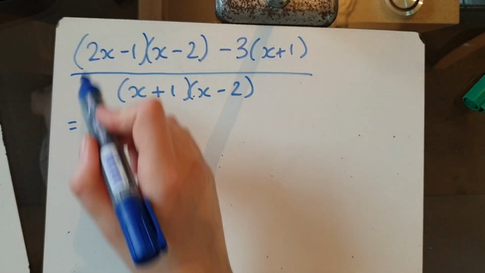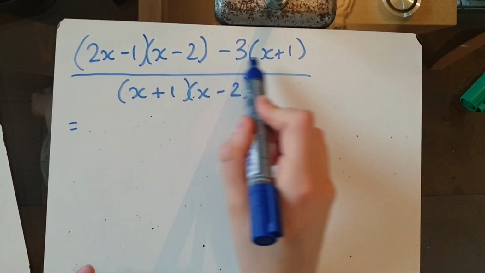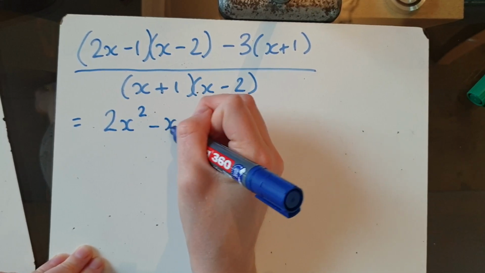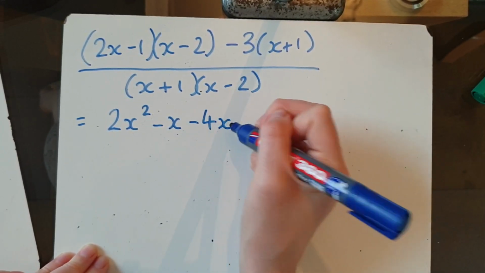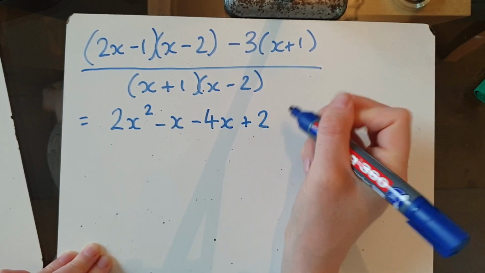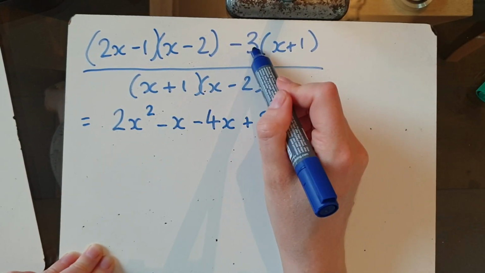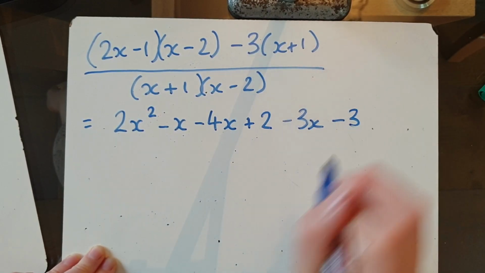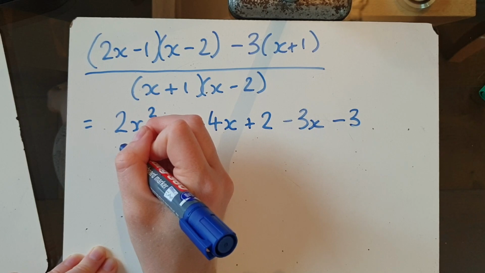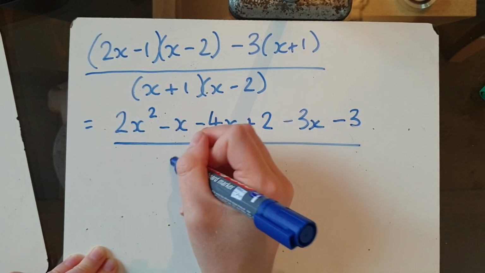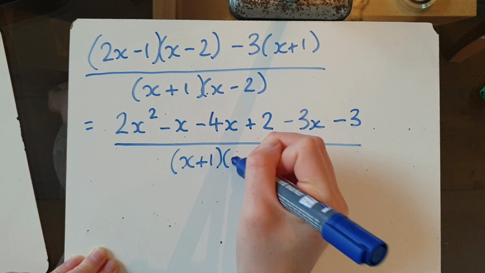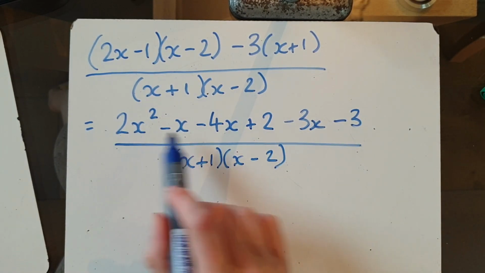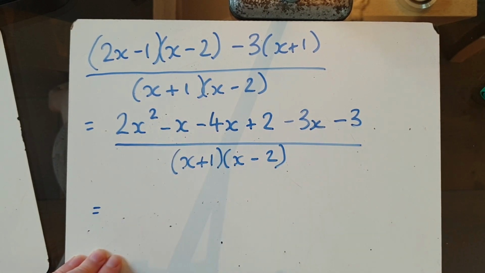So this was where we'd got to. The next step is to multiply out this top bit. So I'm going to have 2x squared minus x minus 4x plus 2. Then here, be careful with the sign, I'm going to have minus 3x minus 3 times 1, so it gives us minus 3. And on the bottom, I'm going to have (x plus 1)(x minus 2). I don't need to multiply that out. The reason I've multiplied the top out is so that I can collect like terms and simplify.